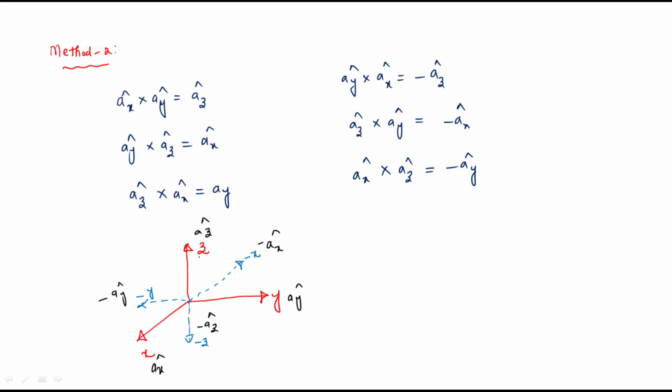So between these, let us say ax, ay and az. So ax cross ay should be equal to az, like that az cross ax should be equal to ay. So between these two, ax cross ay should be equal to what? az. So you will get the direction of force by using these formulas.